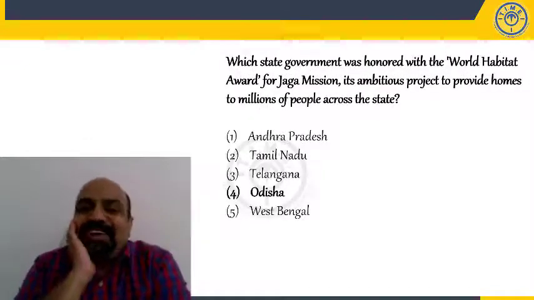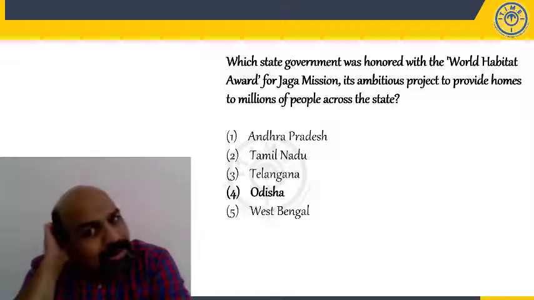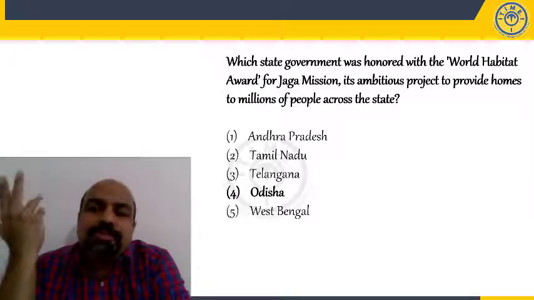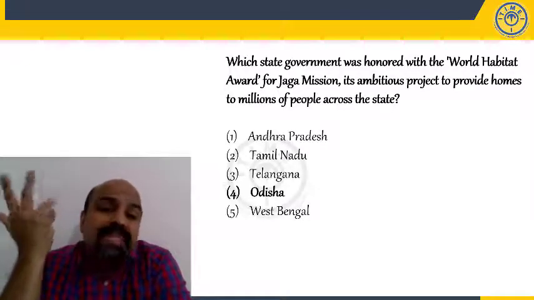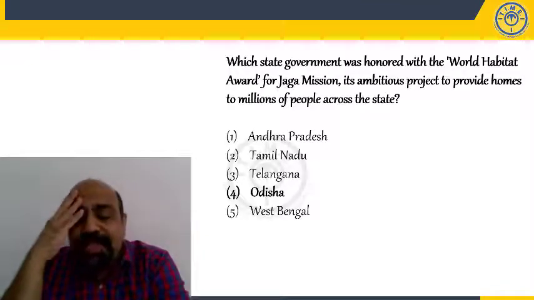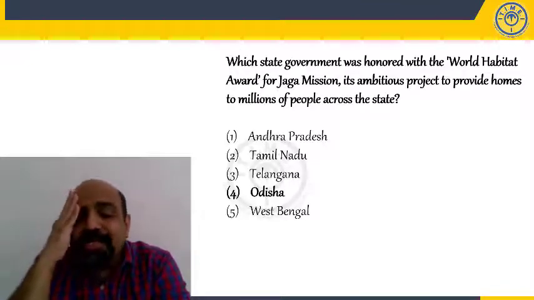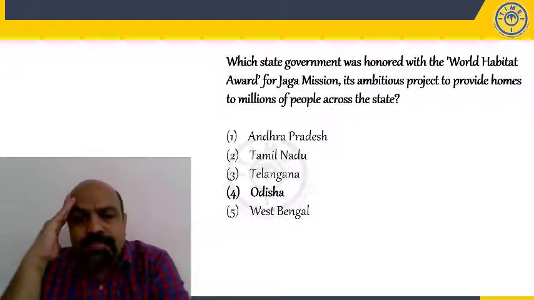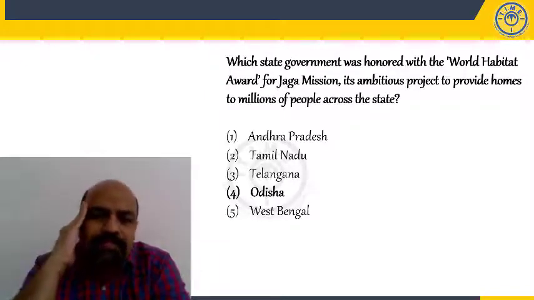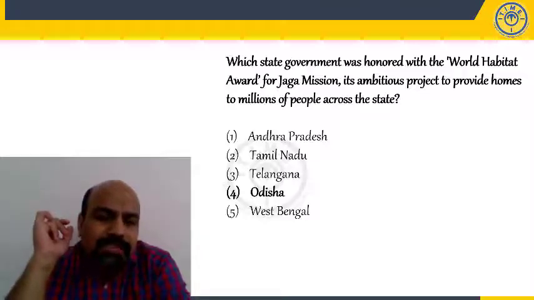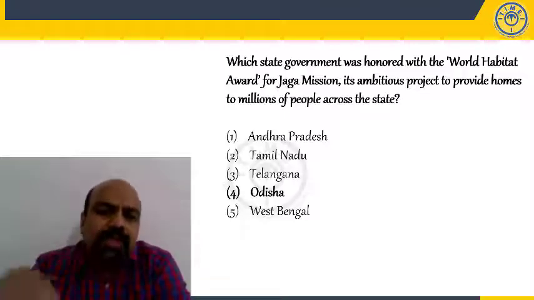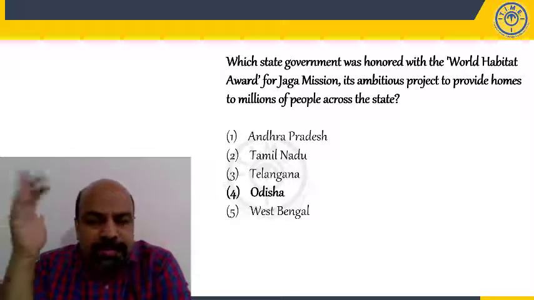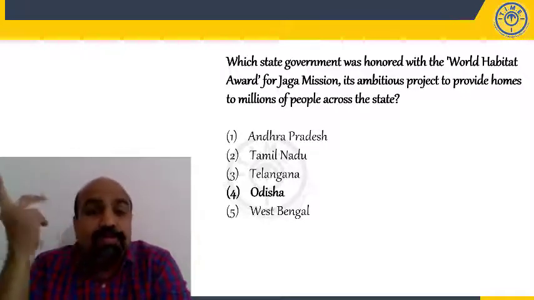Which state government was honored with the World Habitat Award for Jaga Mission, which is an ambitious project to provide homes to millions of people across the state? Odisha has come up with this plan. The chief minister there is Naveen Patnaik. He has been there, I think this is his 4th term, if I'm not wrong. It's one of India's poorest states, but of late it's been going the pro-development way, which is good for its people. Always good.